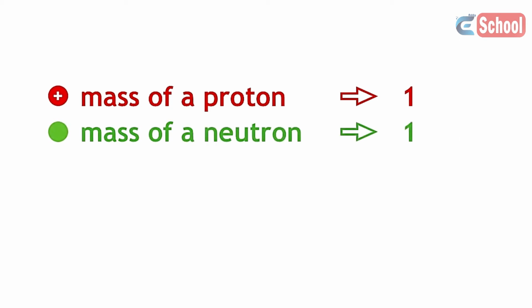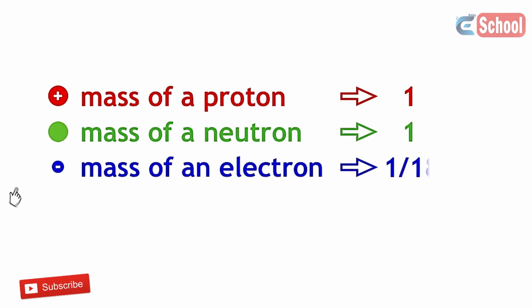We assign the mass of a proton as 1. The neutron has a similar mass to protons and is also given the mass of 1. The electron, however, is much lighter and has a mass of 1/1840. If we think about how heavy the mass of the protons and neutrons are in relation to the electrons, it's clear to see that the mass of an atom is concentrated at the nucleus.